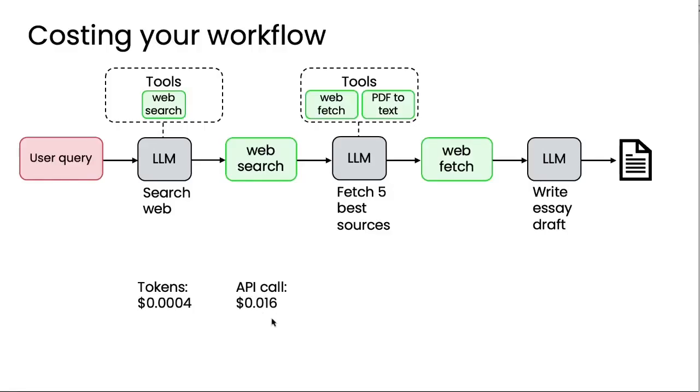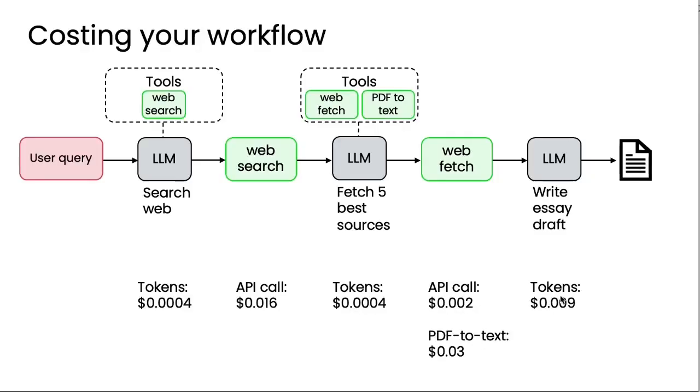Each web search API maybe costs 1.6 cents. Tokens cost this much. API call costs this much. PDF to text costs this much. Tokens for the final essay generation costs this much. And this would maybe, again, give you a sense of are there cheaper components you could use or cheaper LLMs you could use to see where the biggest opportunities for optimizing costs.